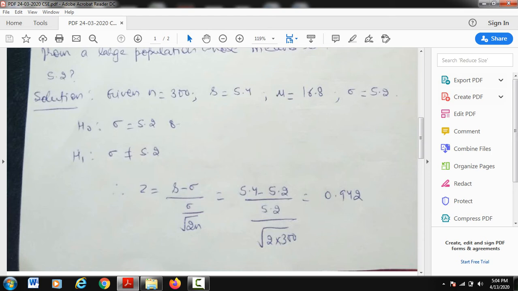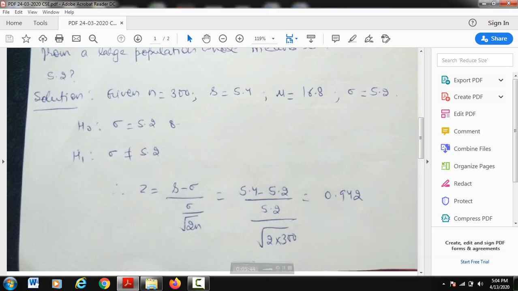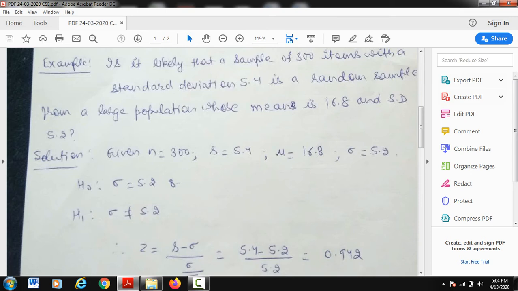As our first initial step for testing, we set up the null hypothesis. The null hypothesis is sigma is 5.2, that is we are assuming that the sample of 300 items has been derived from that population whose mean is 16.8 and standard deviation is 5.2. The alternative hypothesis is sigma is not equal to 5.2, that is the sample which has been taken from the population doesn't possess the mean 16.8 and standard deviation 5.2.